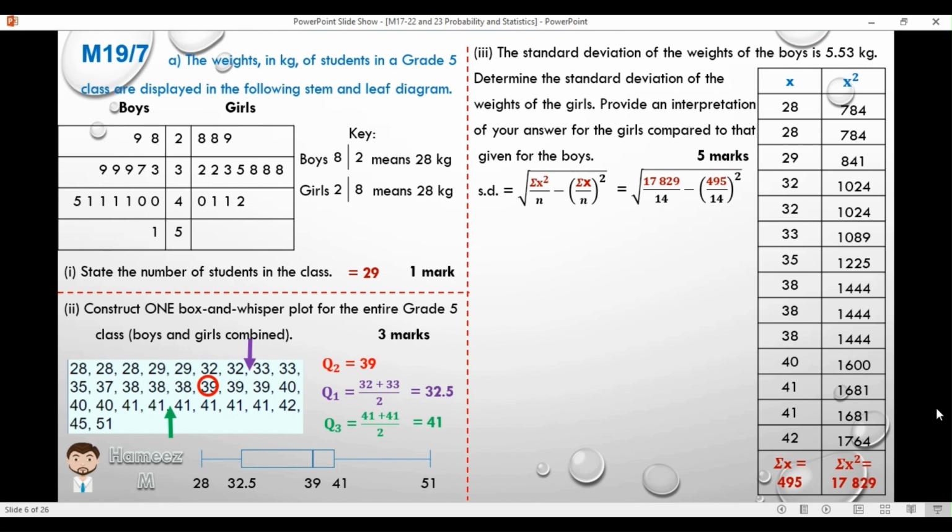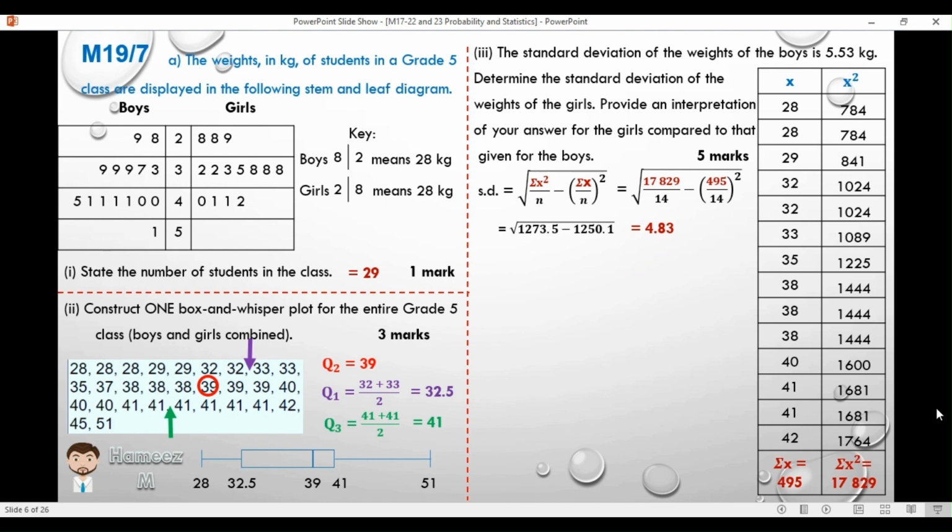So if we now substitute that into the formula, it will give us 17,829 divided by 14 minus 495 divided by 14 all squared. And we want to find the square root of that to give us the standard deviation. So the first division works out to be 1273.5 minus the second division, which is approximately 1250.1. And if we subtract there, we're going to get 22.4. So the square root of 22.4 is approximately 4.83.